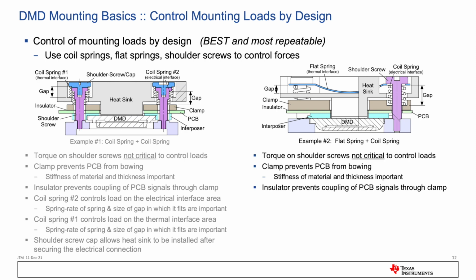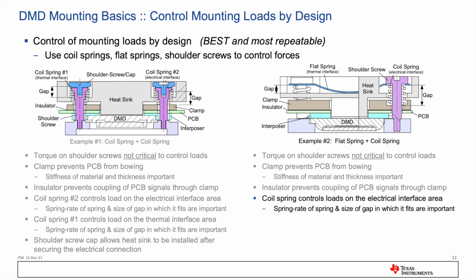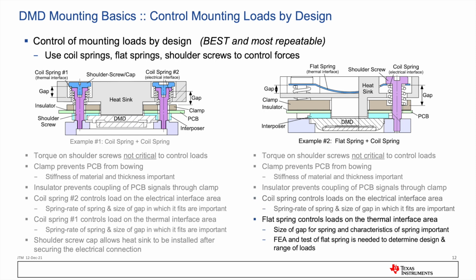The second example utilizes coil springs and a flat spring. As in example 1, torque on shoulder screws is not critical for the control of loads applied. The clamp prevents the PCB from bowing, and the insulator prevents capacitive coupling of the PCB signals when using a metal clamp. Coil springs control the load on the electrical interface area. The spring rate of the spring and size of the gap in which it fits are important to control the load. The flat spring controls the load on the thermal interface area. The size and variation of the gap the spring fits and characteristics of the spring are important. Finite element analysis and testing of springs is generally required to determine the nominal and range of loads.